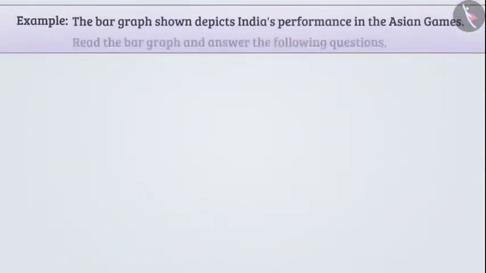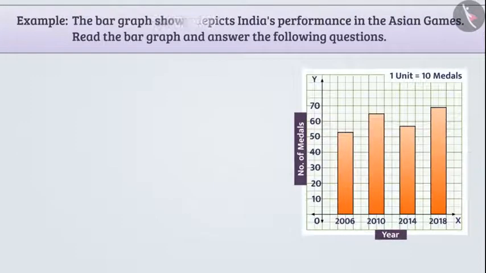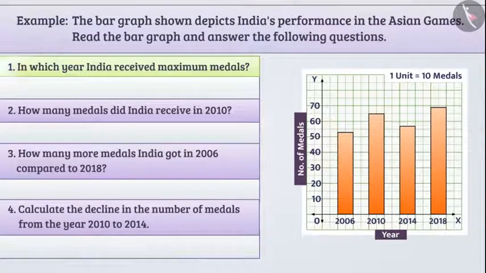Next example, the bar graph shown depicts India's performance in the Asian Games. Read the bar graph and answer the following questions. In which year did India receive maximum medals? The longest bar in the bar graph has been drawn for 2018. Since the number of medals is denoted by the length of the bar, we can say that India received the most medals in the year 2018.